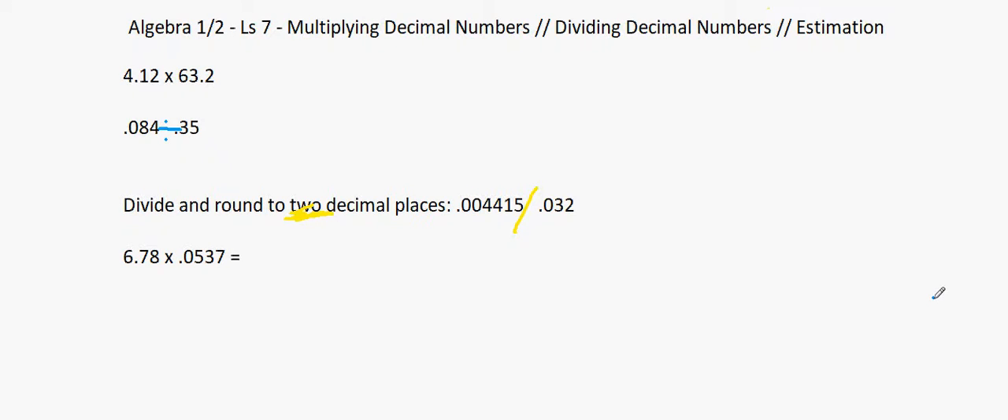Welcome back, Algebra Half. Lesson 7 is called Multiplying and Dividing Decimal Numbers, and just a little bit of estimation in there. Multiplying decimal numbers, really not unlike multiplying whole numbers. Very unlike adding decimal numbers. Do I need to line up the decimal places when I'm setting up 4.12 times 63.2? No, I do not. This is just fine.